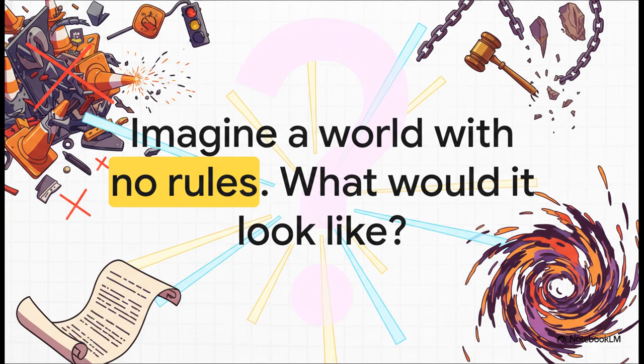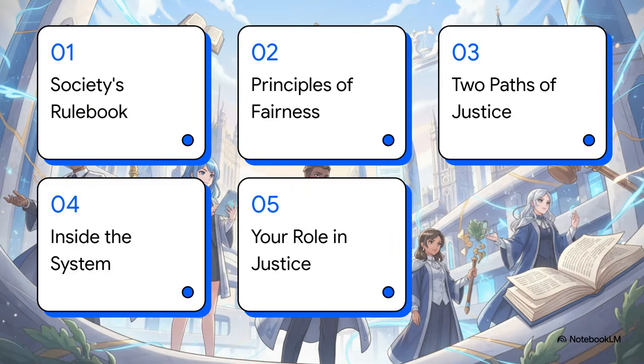Seriously, no traffic lights, no agreements, no consequences for anything. It'd be total chaos, right? Well, that little thought experiment gets right to the heart of why we need a justice system in the first place. So, here's our game plan.